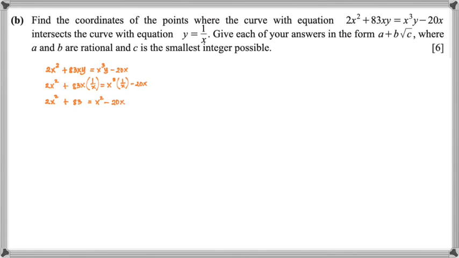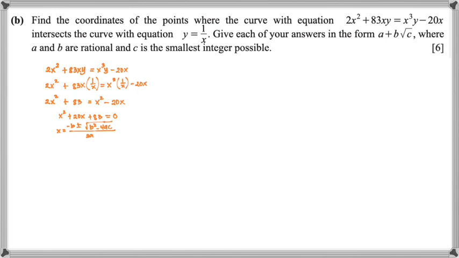Now, rearranging this equation, 2x squared minus x squared will give us x squared plus 20x plus 83 is equal to 0. Now, 1, 20, and 83 have nothing in common, so we'll use the quadratic formula to solve this. So x is equal to negative b plus or minus the square root of b squared minus 4ac, over 2a.